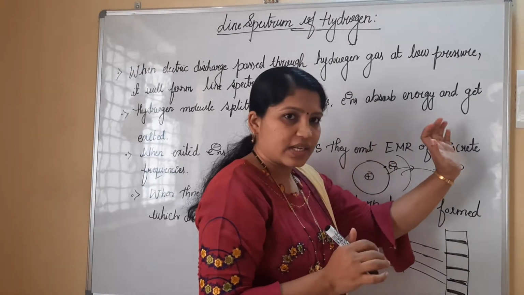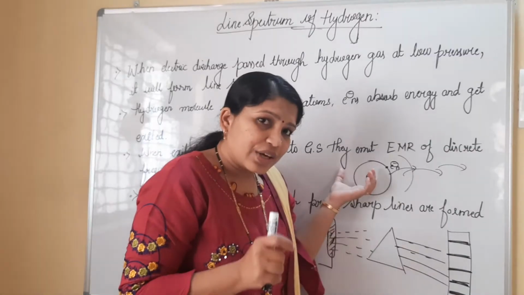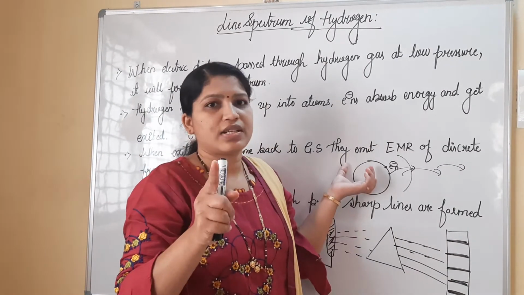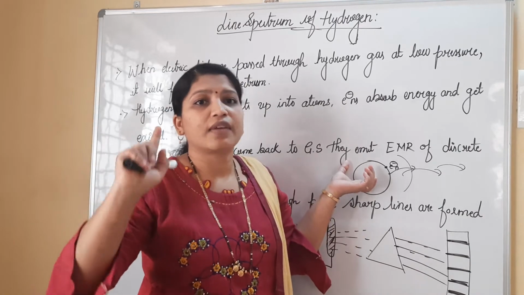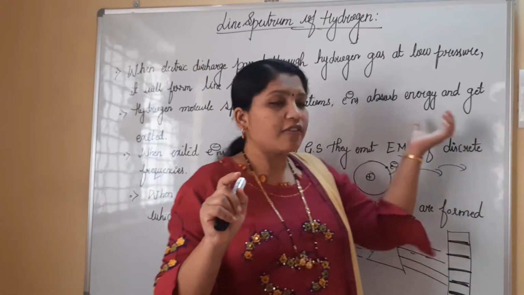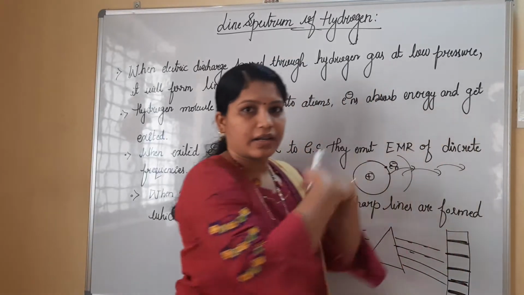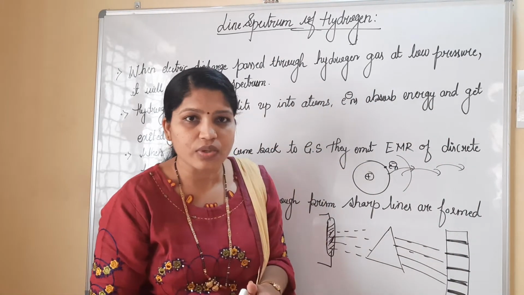Once they move to the next energy level, all the electrons of all the hydrogen atoms will never move to the same energy level. They will be moving to different energy levels. Once they move to different energy levels, definitely they are unstable. They will be coming back. They will be coming back to the ground state.